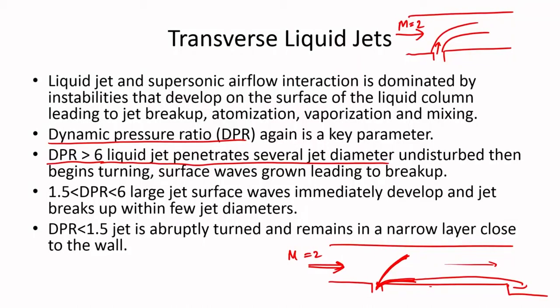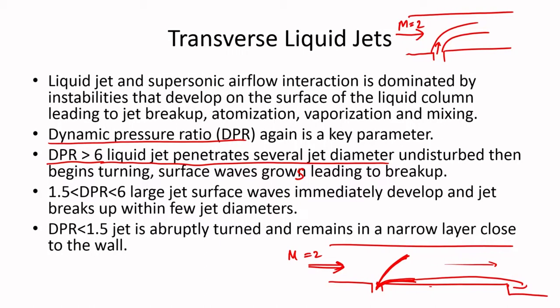What research suggests is that if the dynamic pressure ratio is greater than 6, then the liquid jet penetrates several jet diameters undisturbed and then it begins turning, and the surface waves grow, leading to its breakup. Okay. So, if the dynamic pressure ratio is very large, initially the jet does not even feel that there is a supersonic cross flow coming, it proceeds on its own before breakup.